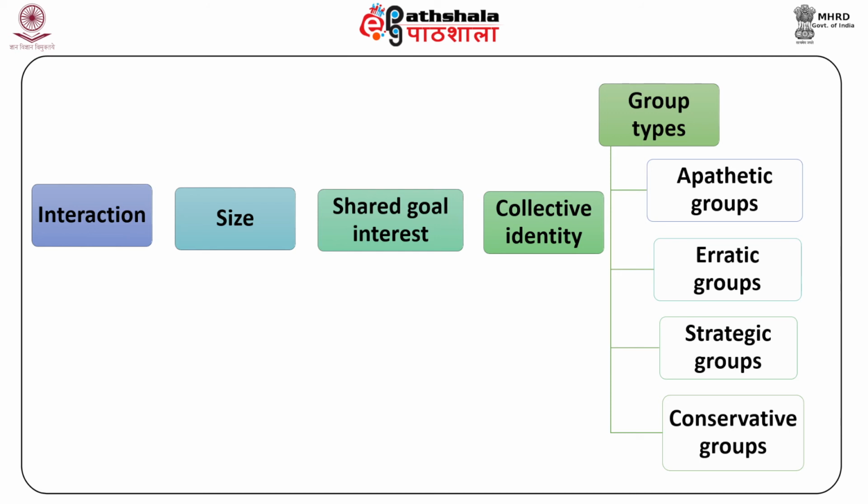Third, shared goal interest. All the group members share a common goal and work together to accomplish the goal. Fourth, collective identity. Each individual identifies himself with the group he is working for. Instead of working in isolation, he works as a team. Fifth, group types. There are various kinds of groups which are listed below.